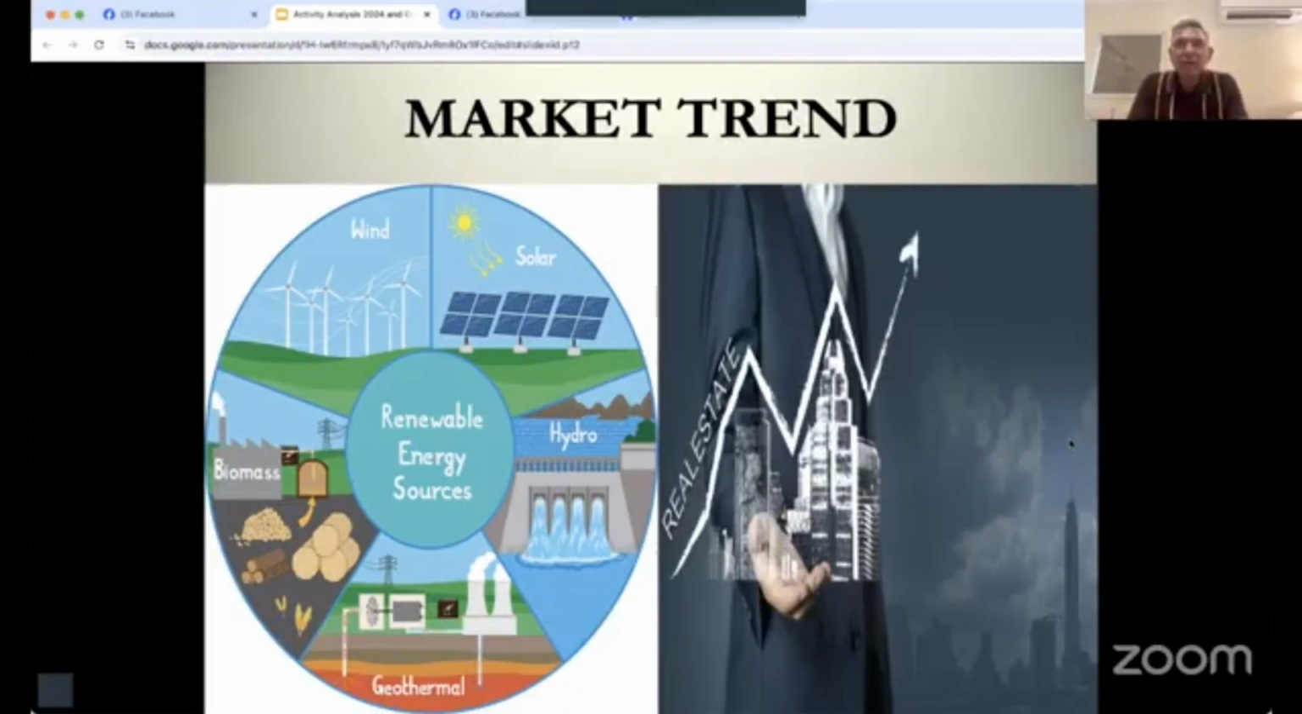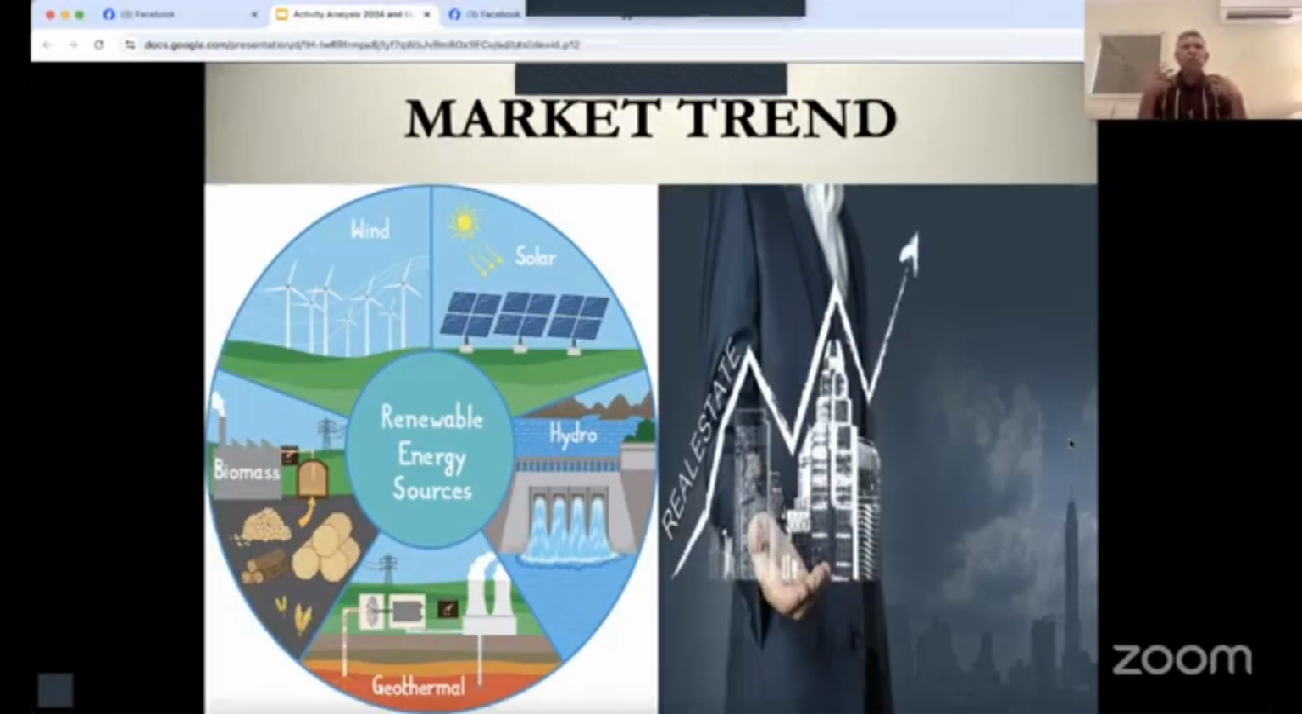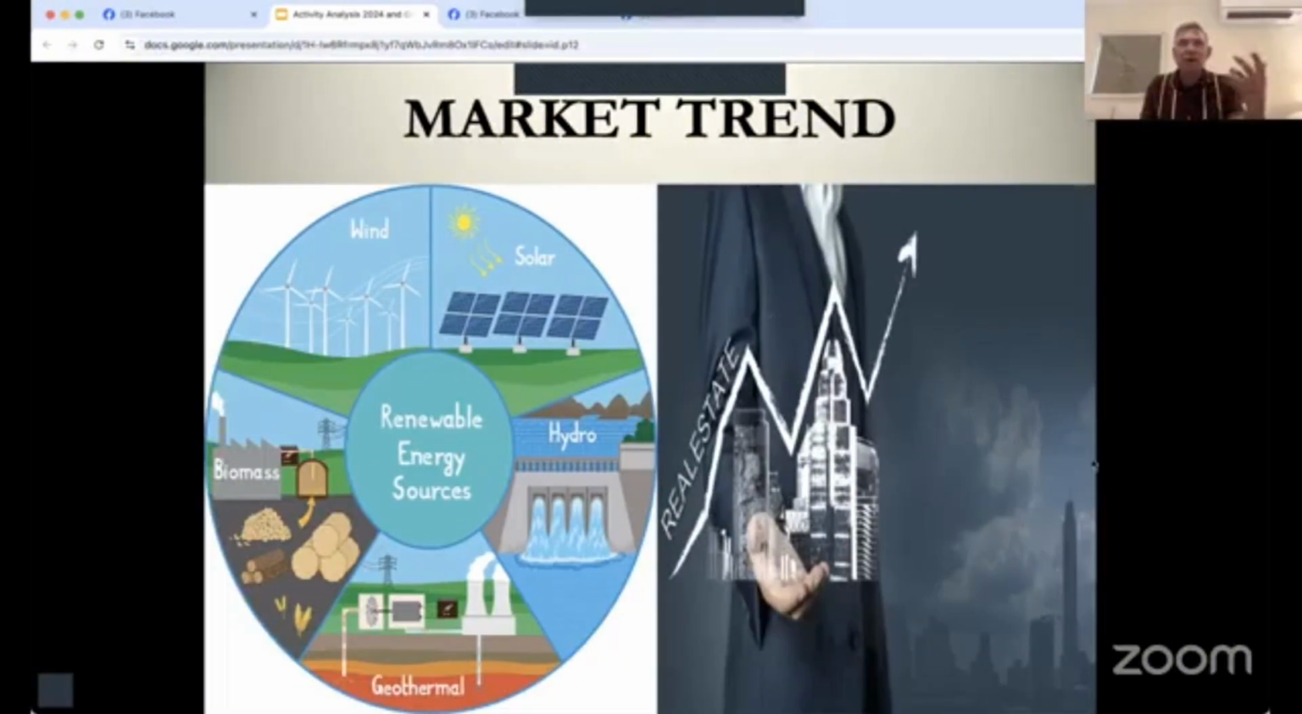Wind: how much wind do we get in a day? From an investor's point of view, they look at it: should I invest in wind or solar? Solar: how many hours is the sun out in the day? With the wind, how much is the wind out? 24 hours?